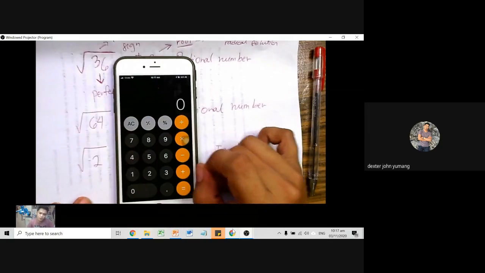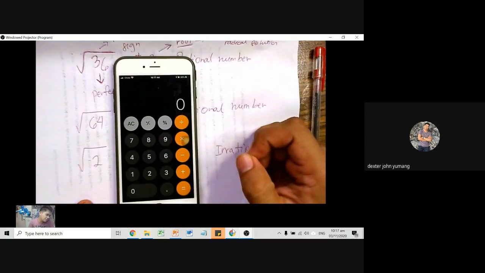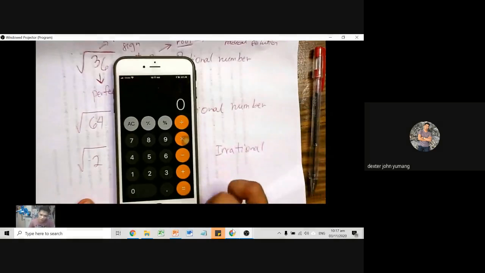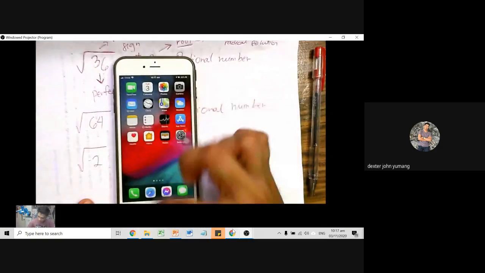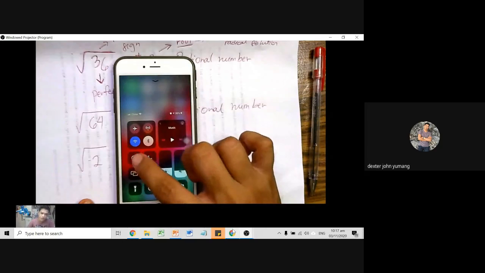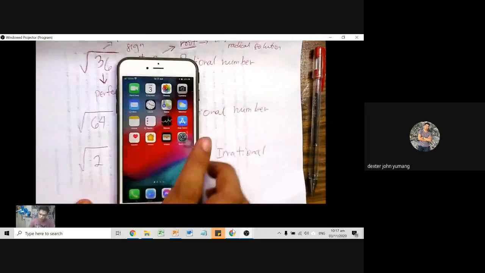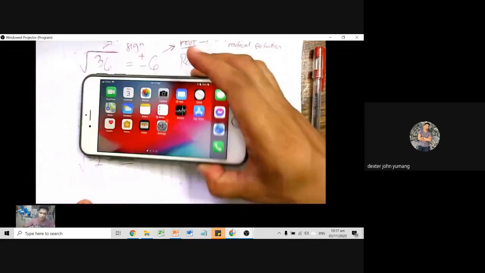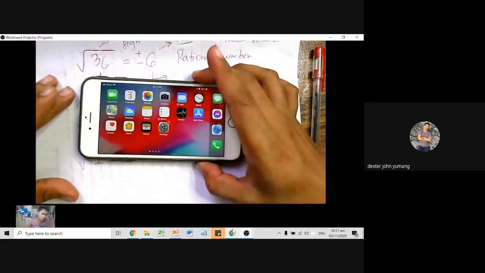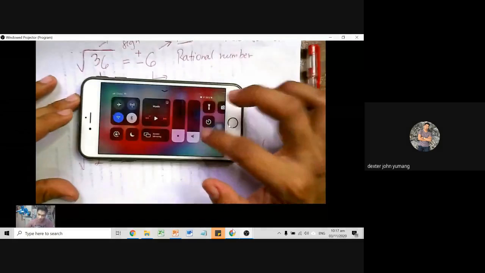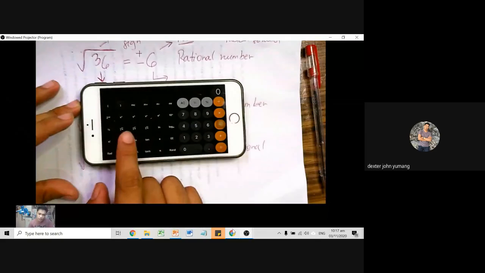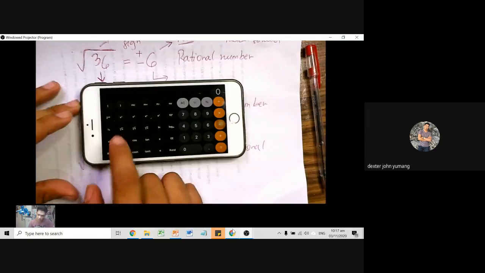Now, meron bang square root dyan sa calculator ko? Wala pong square root dyan. Ganito po para makuha ang square root. Punta po kayo dito. Pindutin niyo po yung landscape or yung rotation. Tapos pag-rotate, iganyan yung cellphone niyo, pahiga. Okay, pag napahiga na, punta na kayo sa calculator. Andyan na yung square root.